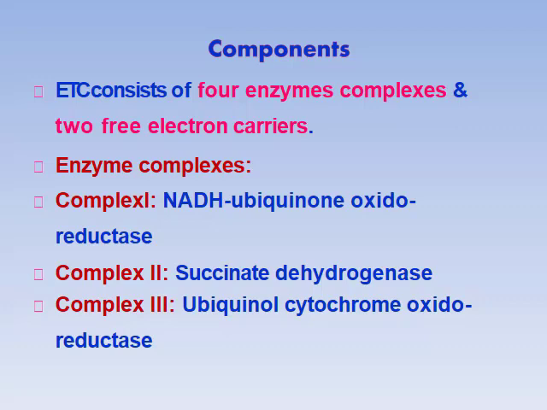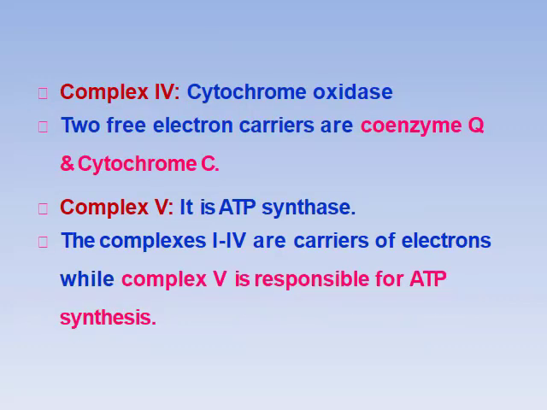Number 1, complex 1 consists of NADH ubiquinone oxidoreductase. Complex 2 consists of succinate dehydrogenase. Complex 3 consists of ubiquinol cytochrome oxidoreductase. Complex 4 consists of cytochrome oxidase. Complex 5, the other name of complex 5 is ATP synthetase. This is the one that will be responsible for your ATP synthesis. Other than these 5 complexes, we also have 2 electron carriers, which are known as coenzyme Q and cytochrome C.